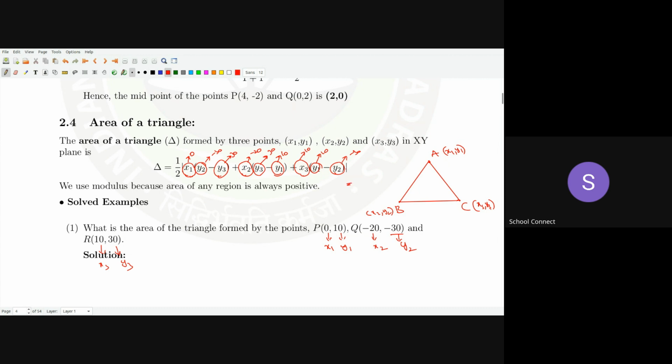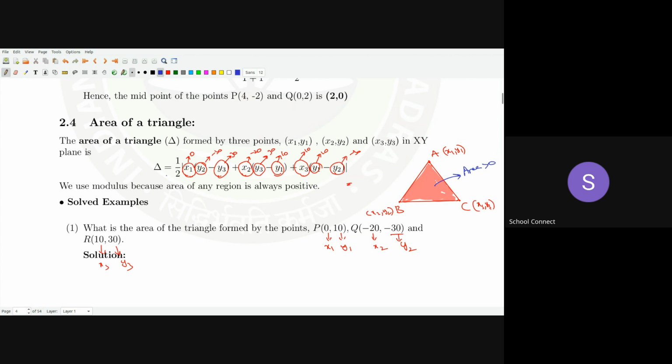And why do we take modulus? We just take modulus because area should always be positive. You see some region here, right? Area, volume, all these are positive quantities. So area is positive. That is why we take modulus.